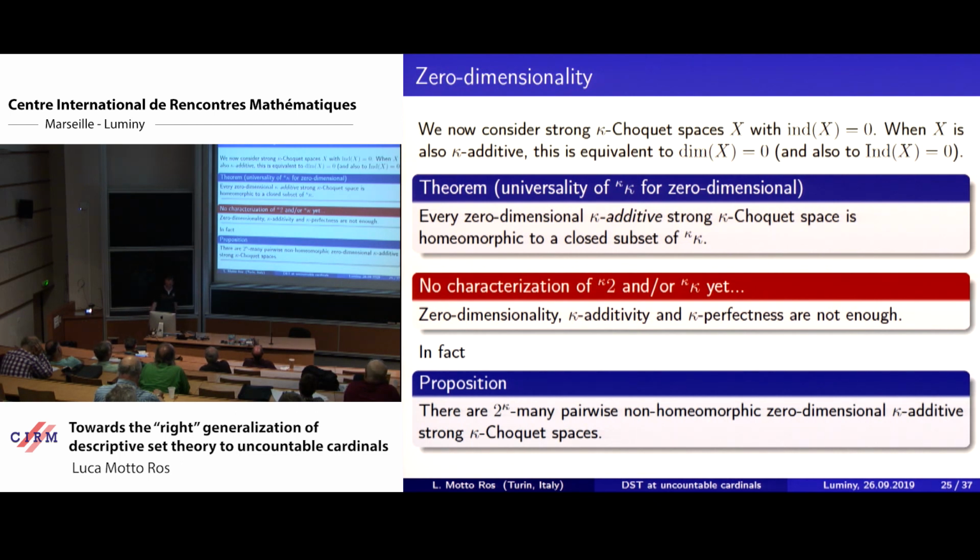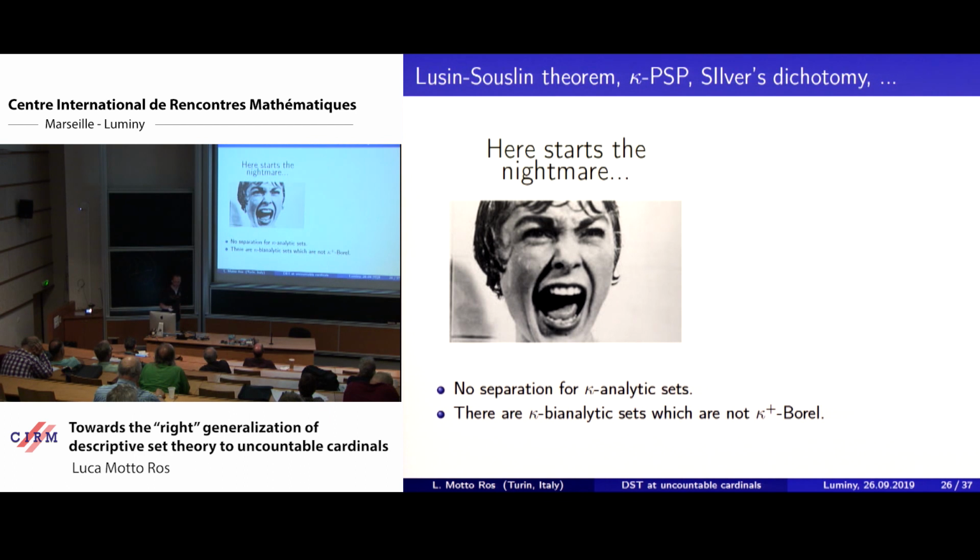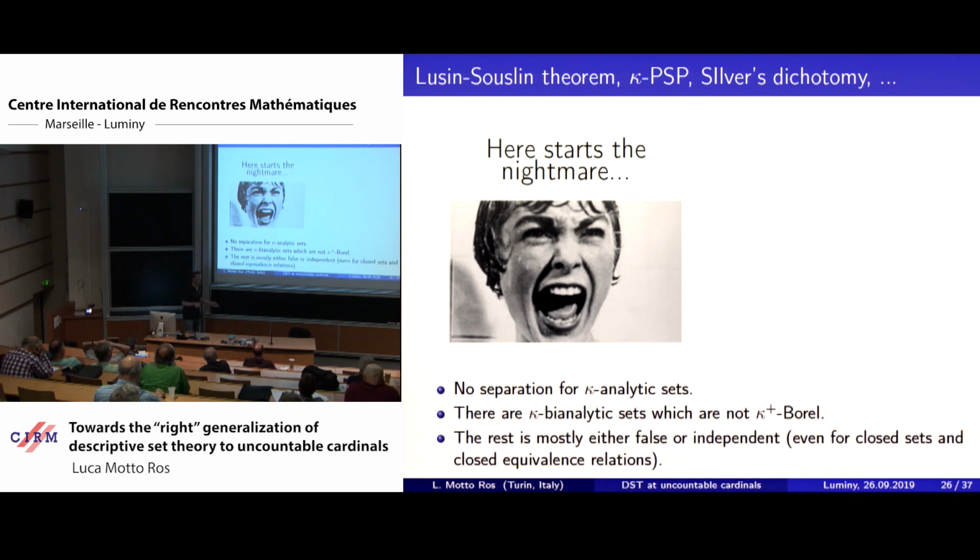We have to find the right conditions, but we didn't yet succeed. And now here starts the nightmare. If you go on, then if you can go for the Lusin-Suslin theorem, kappa perfectness property, or whatsoever, then nothing basically works. So you don't have separation, you don't have this Lusin-Suslin theorem, these are simply false, and essentially all other results are either false or independent from the usual set theory.